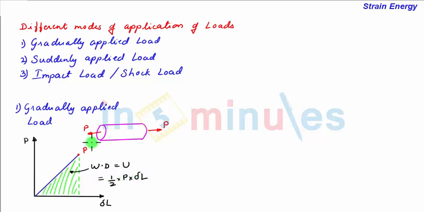The load application which we have studied till now in the chapter simple stresses and strains, and up till now in the chapter strain energy, is actually the gradually applied load, in which the stress is given as sigma is equal to P by A.